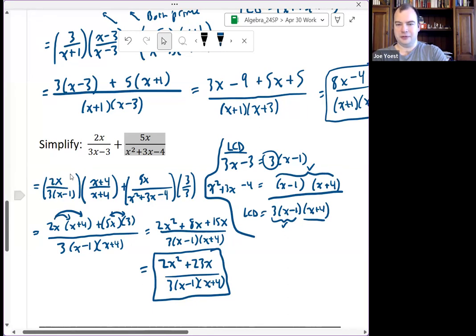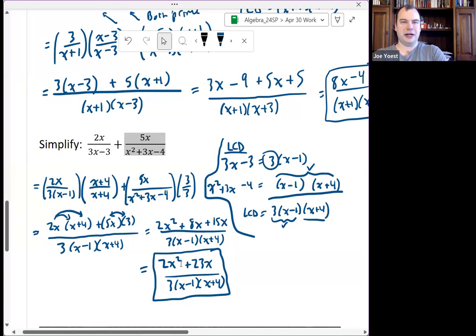We need to multiply our first fraction. It has a 3 times x minus 1 already. We need to multiply it by x plus 4 over x plus 4. And our second fraction, this x squared plus 3x minus 4, already has an x minus 1 times x plus 4. We just need to multiply it by the number 3. So we multiply by 3 over 3. We keep the same denominator. We add the numerators, 2x times x plus 4 plus 5x times 3 over our LCD. And that gives us 2x squared plus 23x over our LCD.